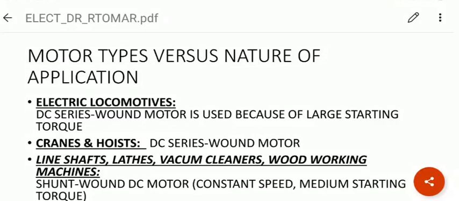For line shafts, lathes machines, vacuum cleaners, woodworking machines, etc., shunt wound DC motor is better because it generally can give you a reasonably constant speed. And it doesn't have too much starting torque, which you don't need for these applications.